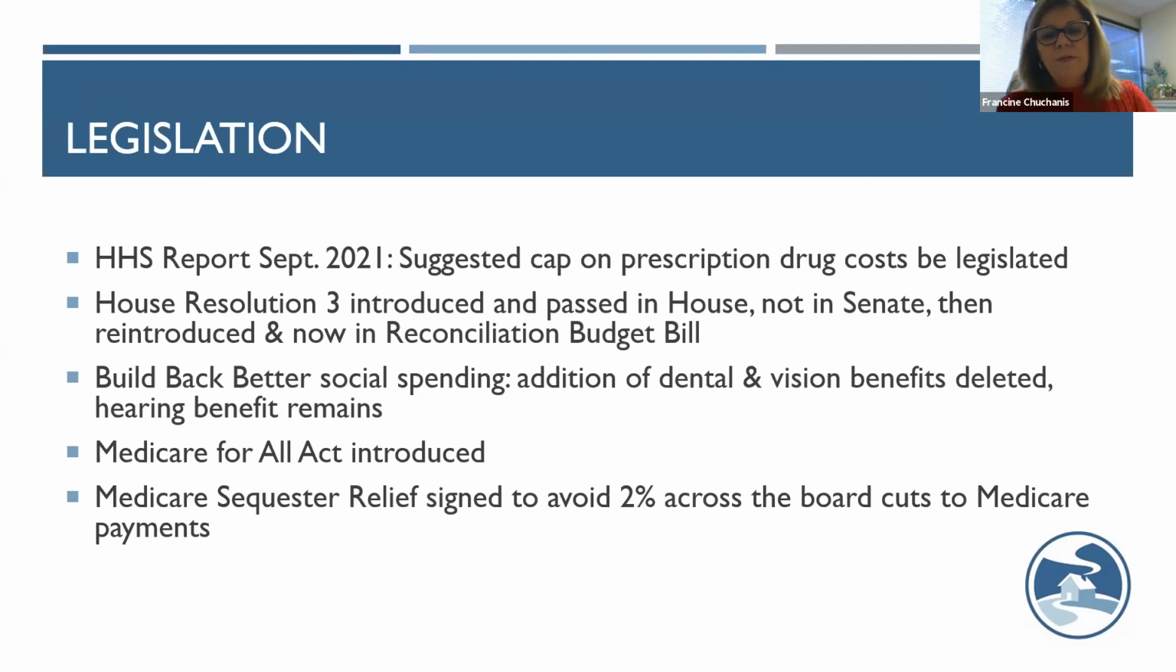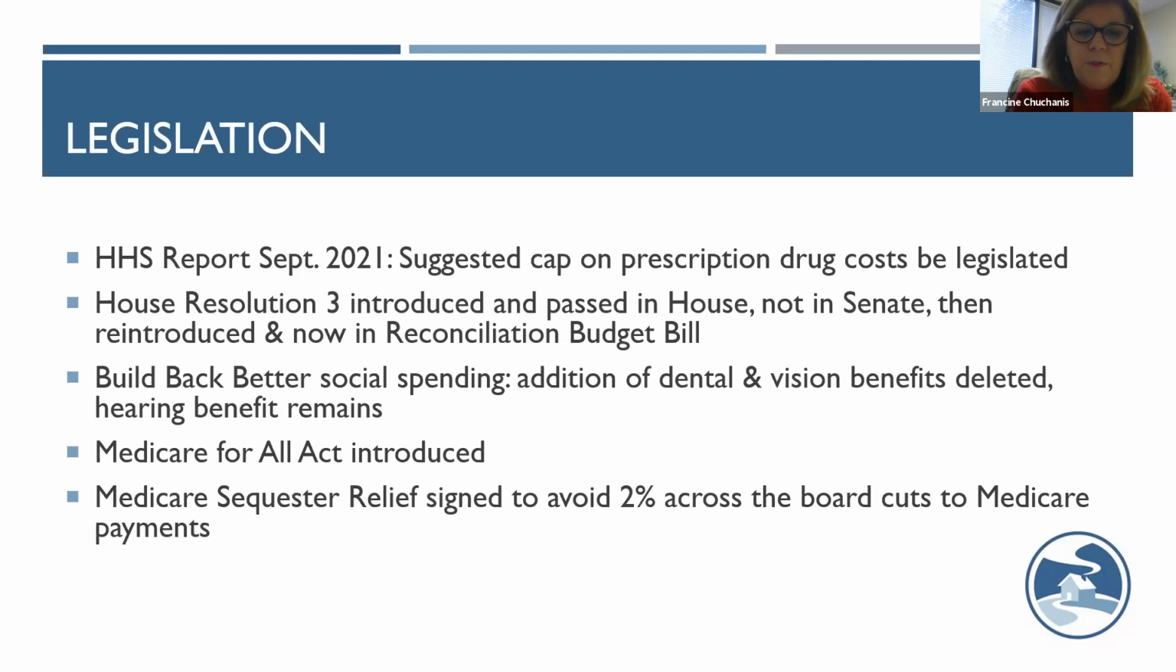Health and Human Services was asked by the government to do a report and talk about ways to reduce prescription drug costs in the United States under Medicare. They issued that report in September of this year. And what they did was they suggested a cap on prescription drug costs, and they suggested that this cap be legislated. We are not seeing that happen currently. House Resolution 3 was passed last year. It was introduced in the House. It was not passed in the Senate.